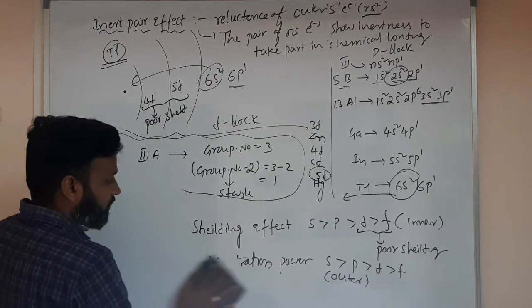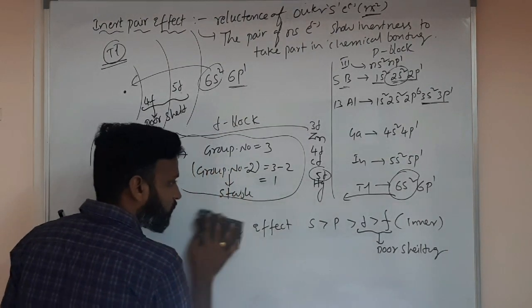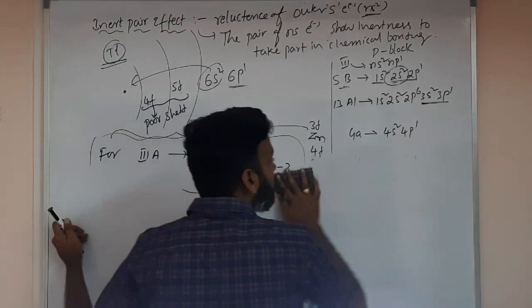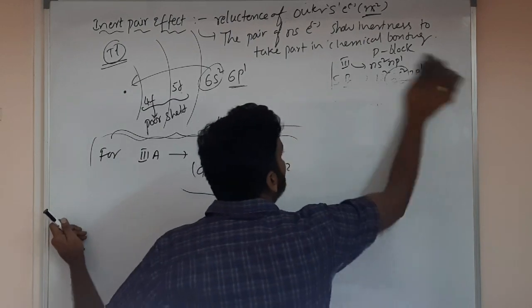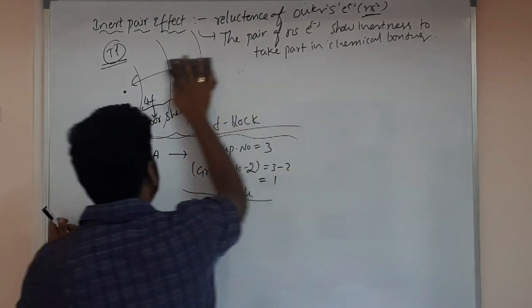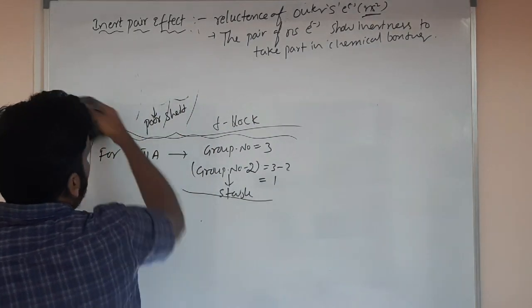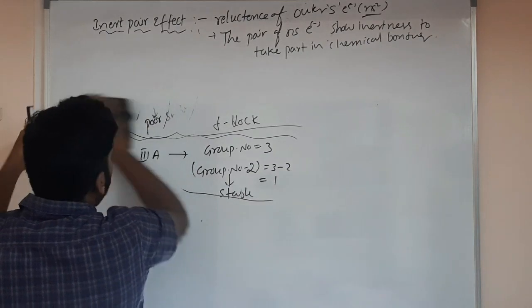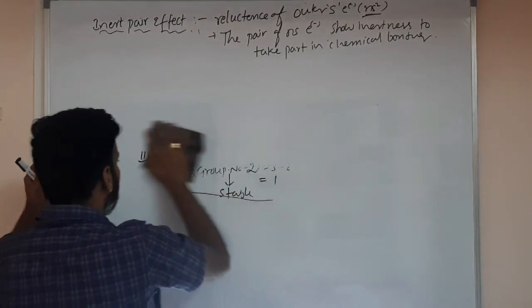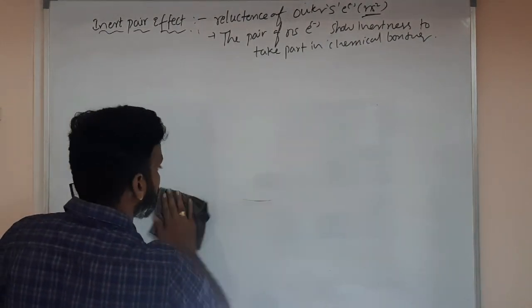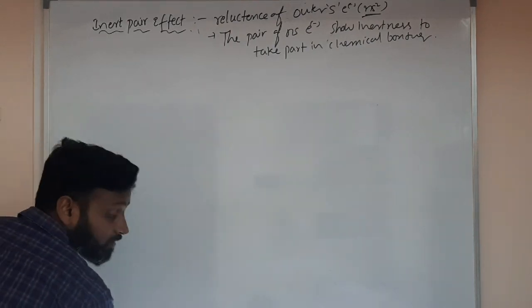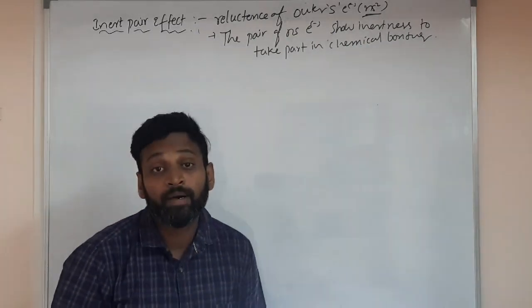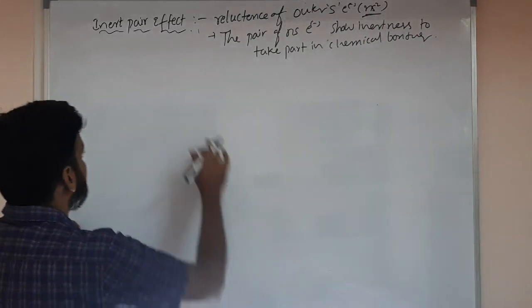Okay, so please note it down. The inert pair effect definition, write down one more time: the reluctance of ns electrons to take part in chemical bonding. So what is the inert pair effect? You have an idea now. Due to the inert pair effect, as going down, which valence is more stable? Group number minus 2 valency is more stable.